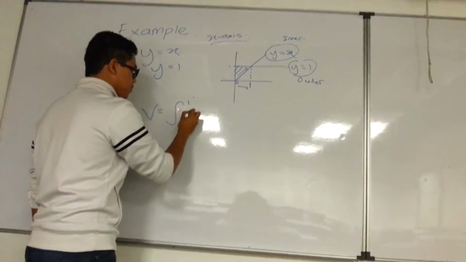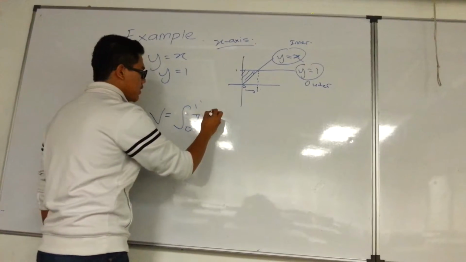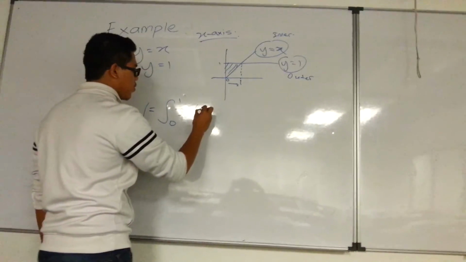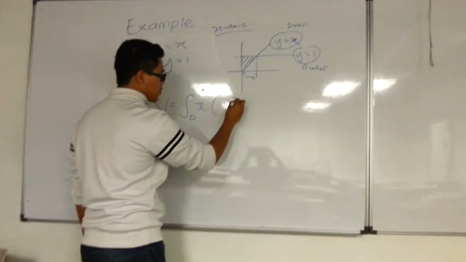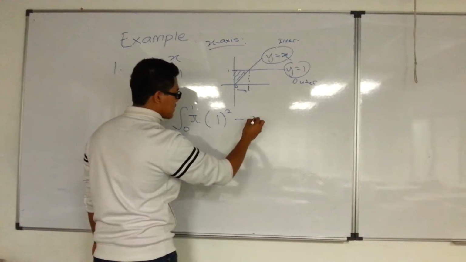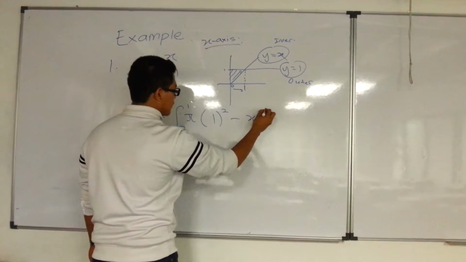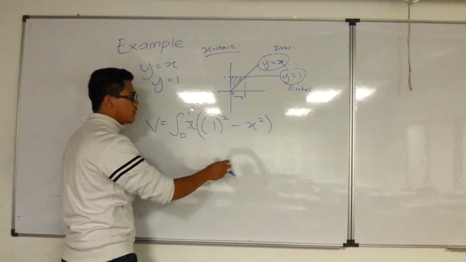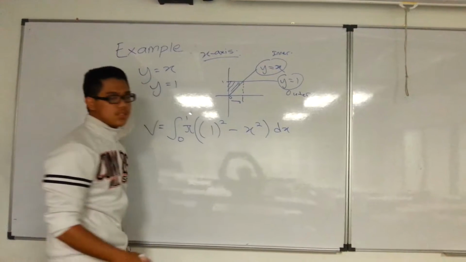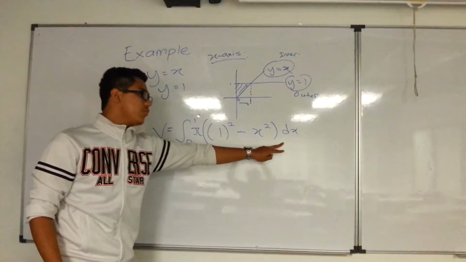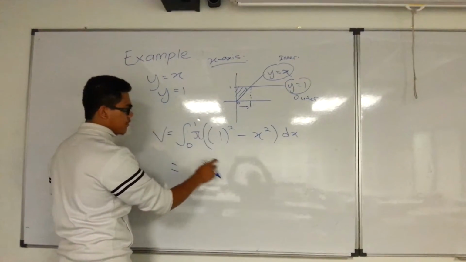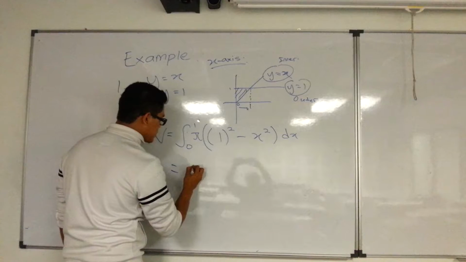Inside here, we put the pi like in the formula, then we put outer radius first, which is 1. And don't forget to put square. Minus the inner radius is x. Put square. Then don't forget to put dx, because if we want to find the volume rotated about x axis. After that, we simplify inside here first.